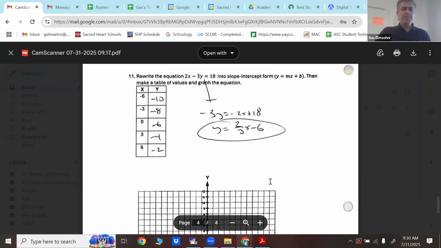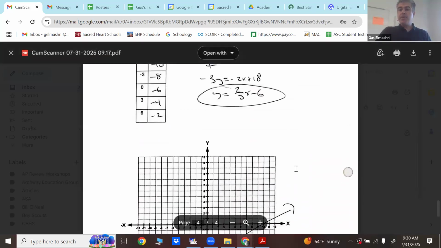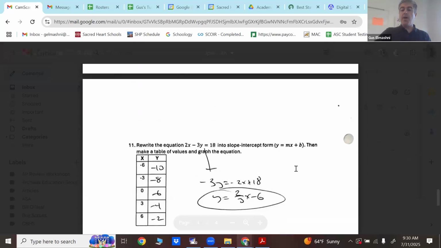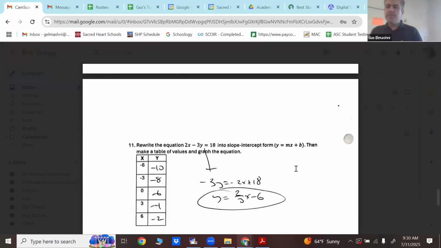Some of you guys were okay with that. Some of you guys need some work. So make corrections. Again, I'll post the scores when I get a chance. We are going to talk about this topic for sure tomorrow. So we're going to correct this.